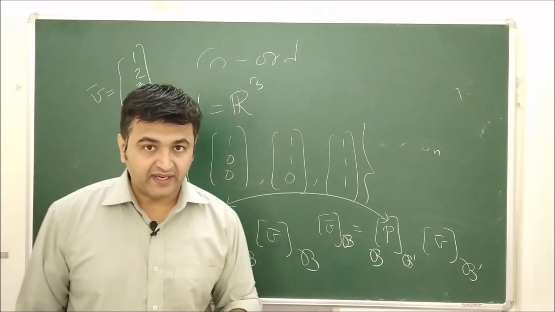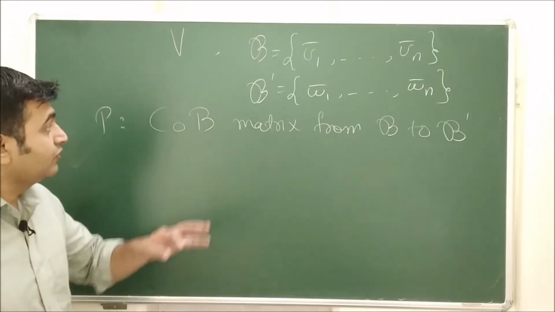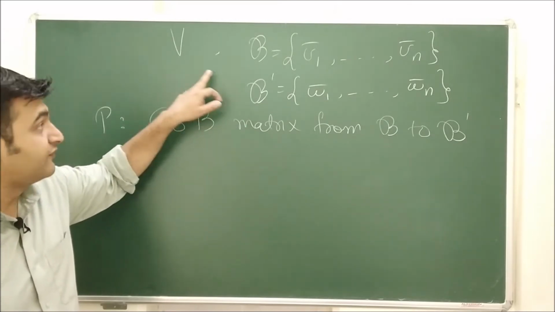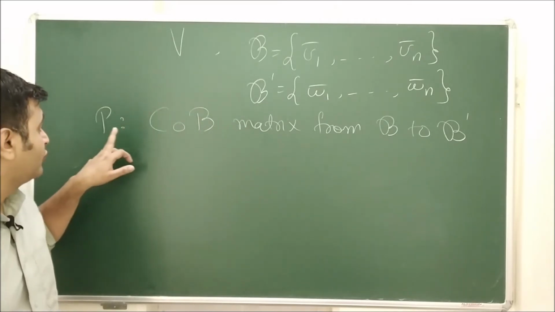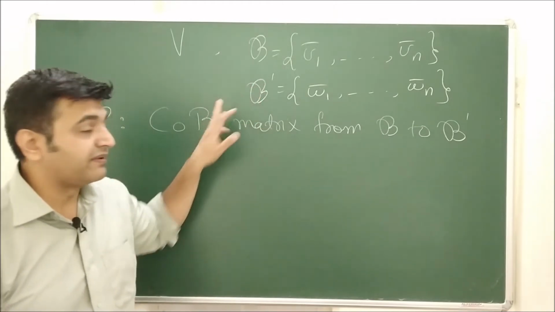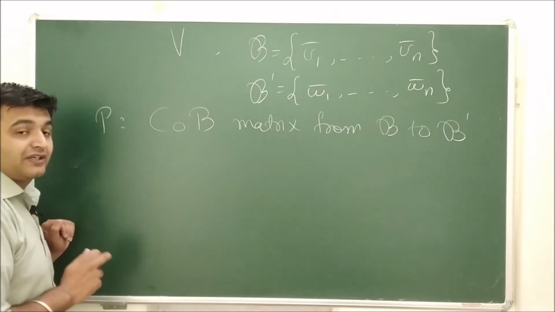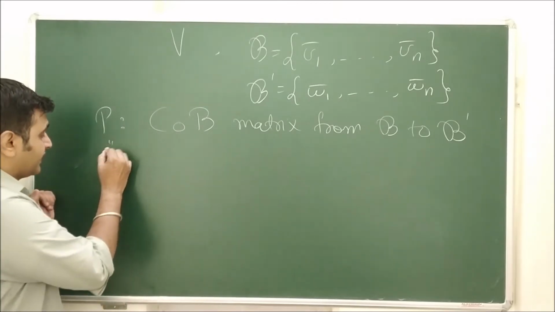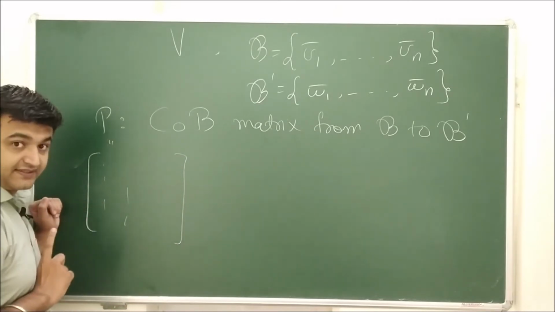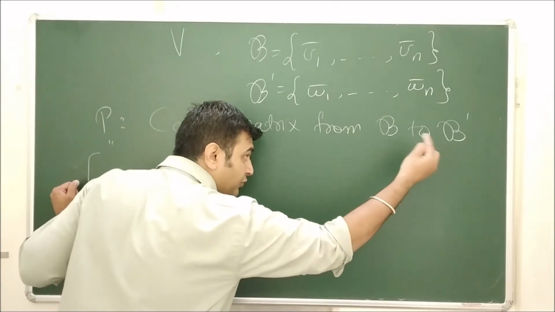Now let's see how to find this, and then we will go for examples. So here is the scenario. You have a vector space V. B and B prime are two bases for my vector space V, and I want to find a matrix P, the change of basis matrix from B to B prime. Now how to find this P? It's a matrix, so what are the column vectors? The column vectors of P are nothing but coordinate vectors. Which coordinate vectors? Well, I want to find from B to B prime.